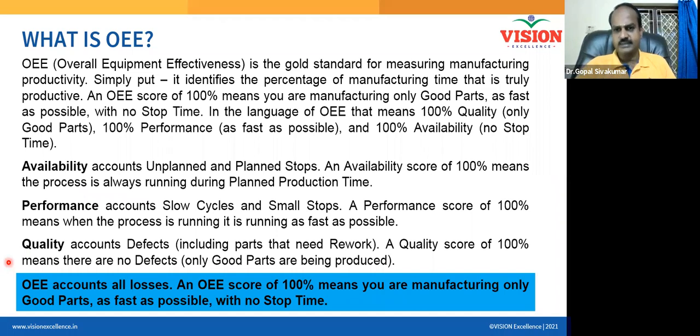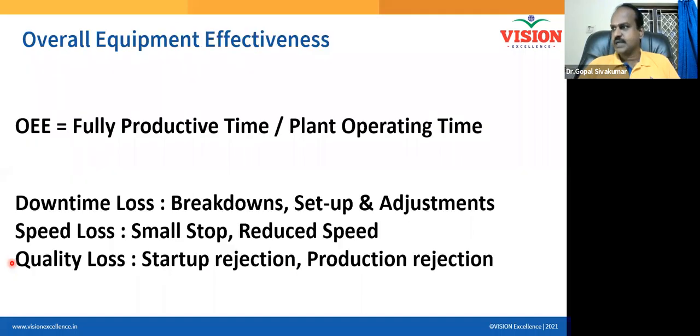All these indices can become a maximum value of 1. What is the maximum value of availability index? 1. What is the maximum value of performance index? 1. Similarly, maximum value of quality index is also 1. 1 means no loss at all, right? Got it.